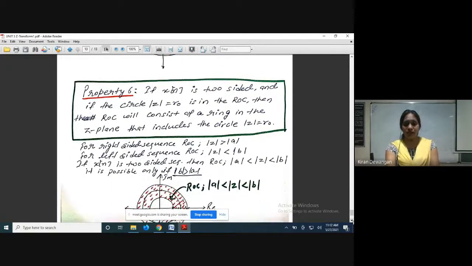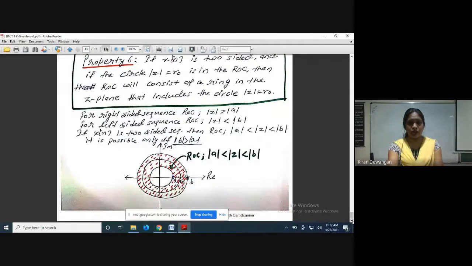Now this can be very well explained by this diagram. As we can see, for a right sided sequence, the ROC is mod of z greater than mod of a. Now here a is lying somewhere here, mod of z greater than mod of a, so that is the exterior of the circle of radius a. And for the left sided sequence, the ROC is mod of z less than mod of b, that is the interior of the circle of radius b.